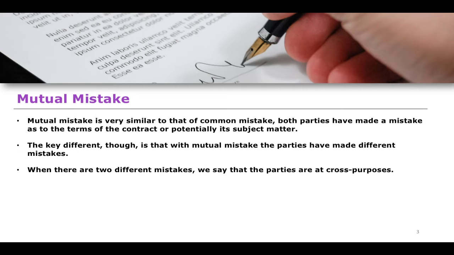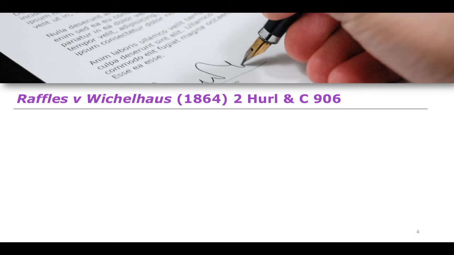But in cases of mutual mistakes, there are two different mistakes, at least two different mistakes. And when we see that, we say that the parties are at, quote, cross purposes. And so when they're at cross purposes, we get mutual mistake. Let's illustrate this with some case law, okay?